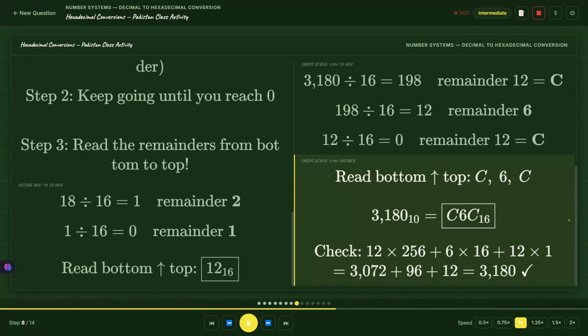So the Indus River's length, 3180, is C6C in hexadecimal. We can check: 12 times 256 is 3072, plus 6 times 16 is 96, plus 12 is 3180. Perfect.